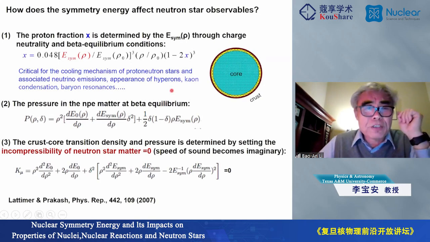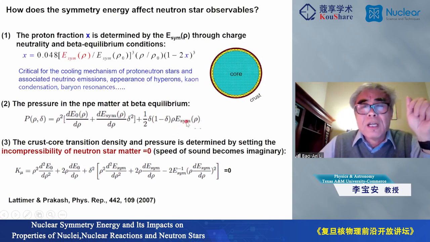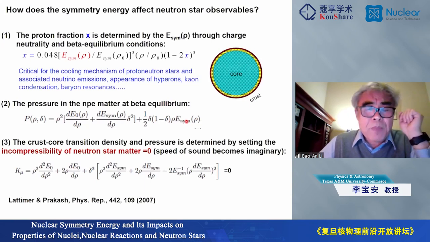properties of neutron stars. The next most important place where the symmetry energy comes in is in calculating the pressure of neutron star matter at beta equilibrium. There is an important contribution here from the symmetry energy. This last term comes from the electron contribution. It is also related to symmetry energy through the charge neutrality requirement.